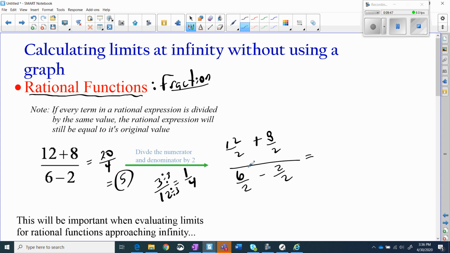So let's check that. 12 divided by 2 is 6. 8 divided by 2 is 4. 6 divided by 2 is 3. 2 divided by 2 is 1, so I've got 10 over 2, which is equal to 5. Same thing I got again, which all makes sense. That's just basic properties of fractions and numbers and equality.